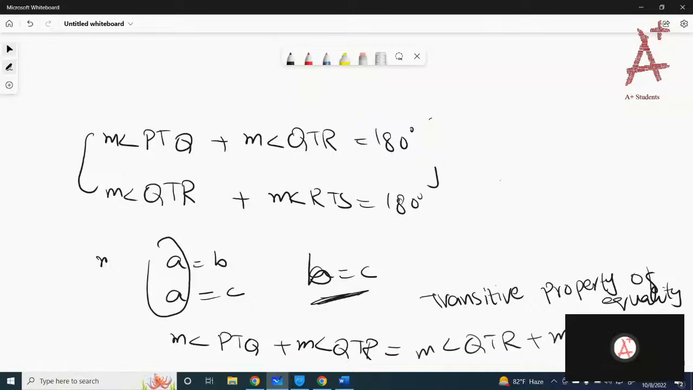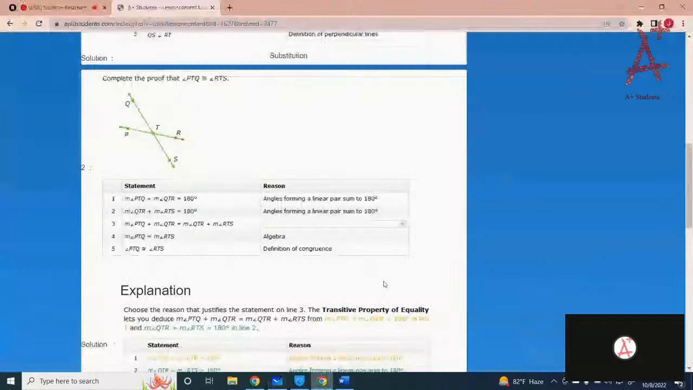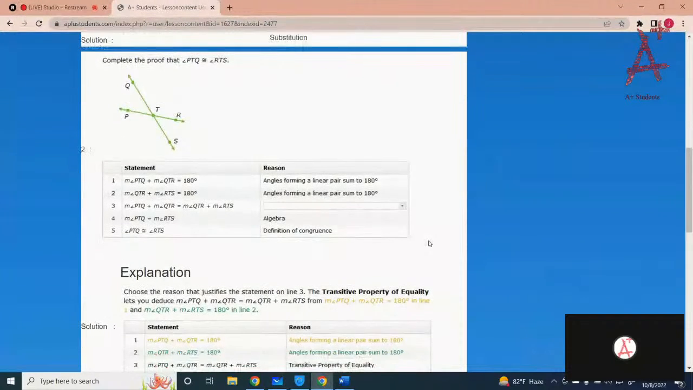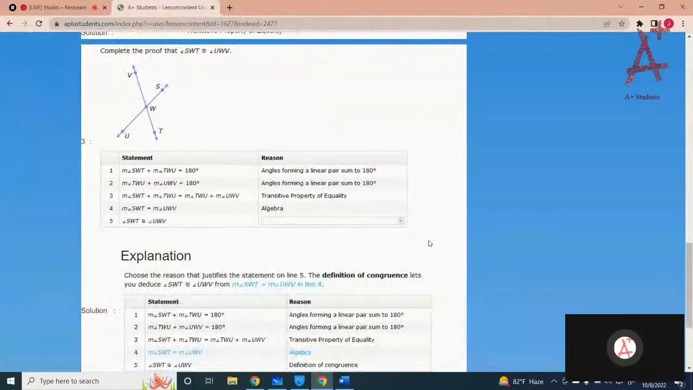Okay, let's just move on to the next example. Okay, the next example is: complete the proof that angle SWT is congruent to angle UWV.